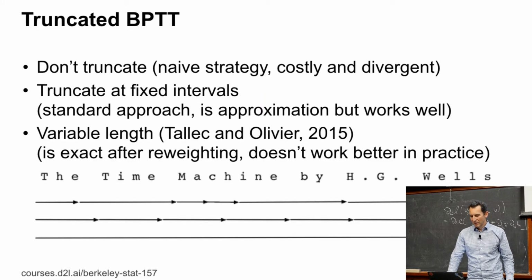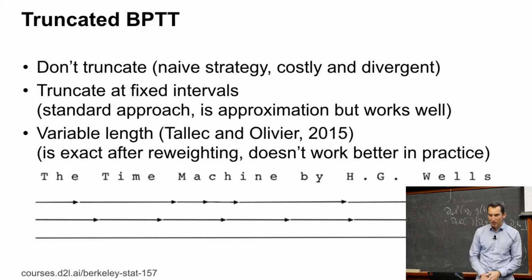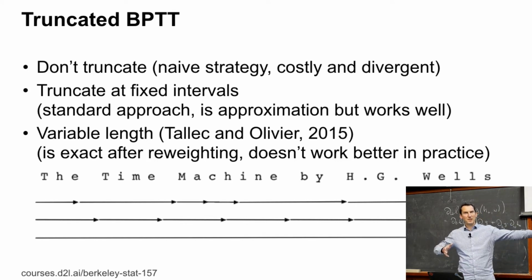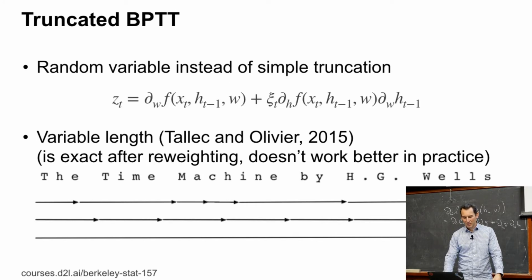Okay. So this variable length, that's what Teliak and Olivier did. And this is exact. Basically what you do is you just reweight the longer segments with a higher weight than the shorter ones, and you have a suitable distribution over that. And you can argue that this actually works, so here's the math, what happens.